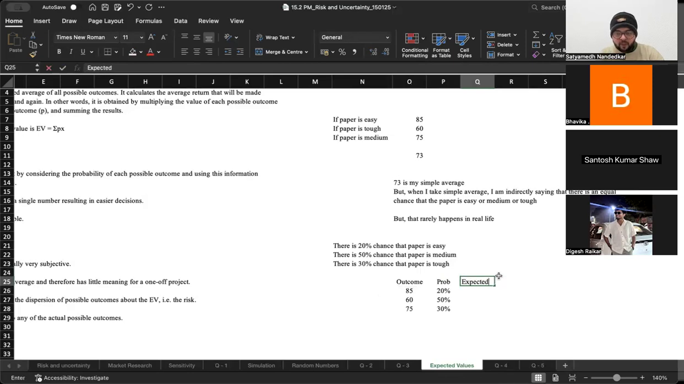So now you go for expected value, which is 85 into 20%. And what is probability? Probability is weight. Weight is importance. There is a 50% chance that the paper is going to be medium. Sorry, मैंने गलत लिख दिया. यहाँ पे it should be 30 and यहाँ पे it should be 50.